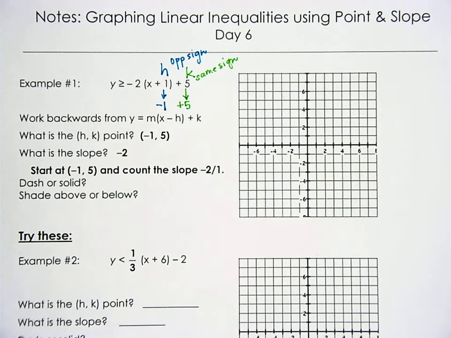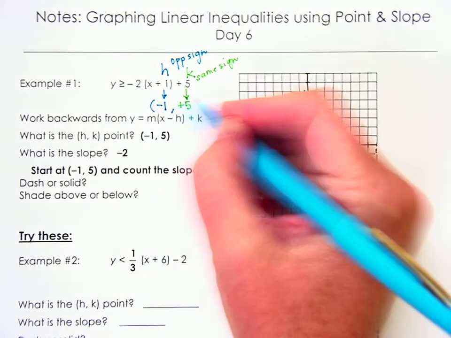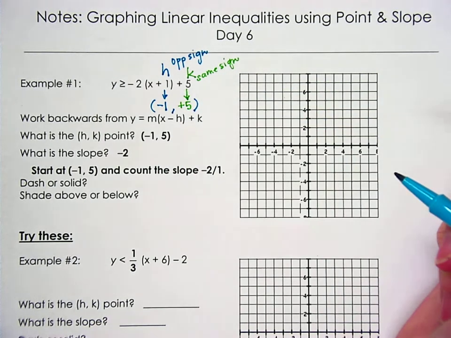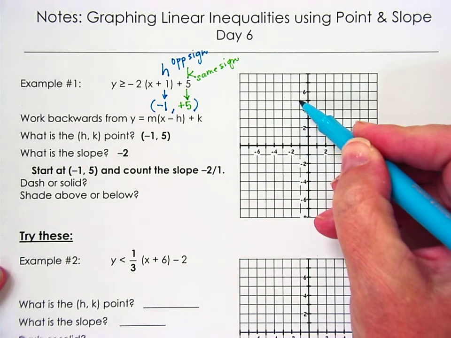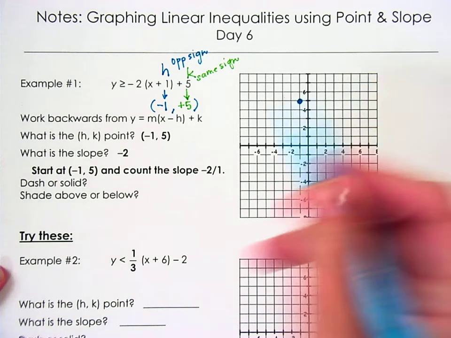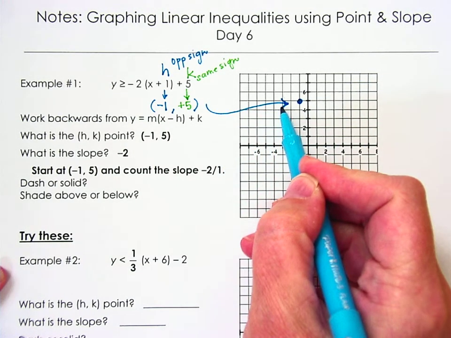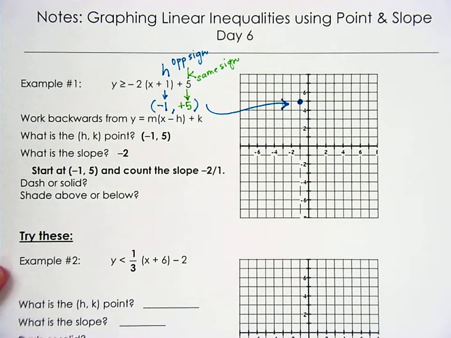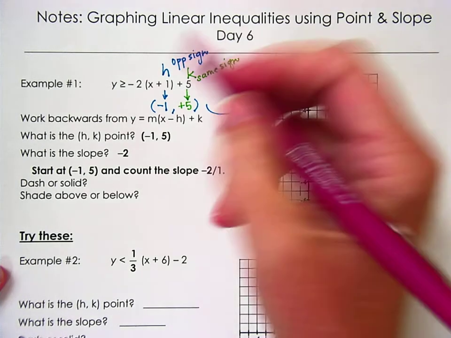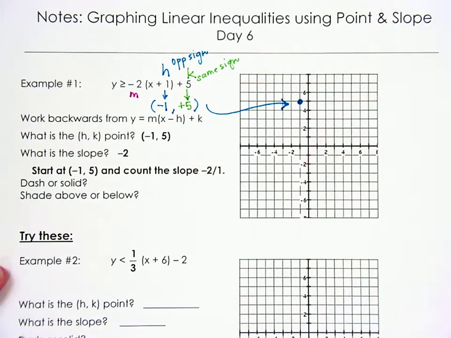This is now a starting point, the h, k point, which is a point on the line, and that's where my graph is going to start. So I'm going to find negative 1, 5 on my graph and start my graph right there. From there, I'm going to count the slope, and the slope is still in front. There's my m, so it's negative 2.